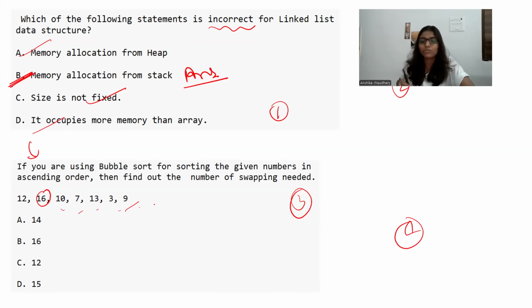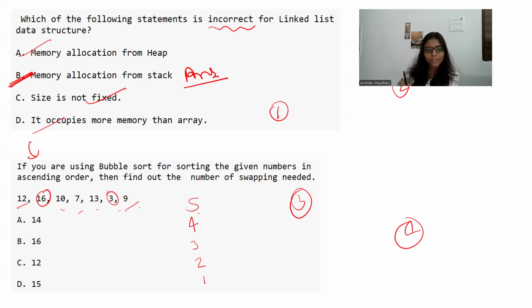1, 2, 3, 4, 5. So 5 swaps will be needed for 16. Now for 13, because the second largest element is 13, 4 swaps will be needed. Now for 12, 3 swaps will be needed. Then for 10, 2 swaps will be needed. Then for 9, 1 swap will be needed, and the 3 will already come at its place.